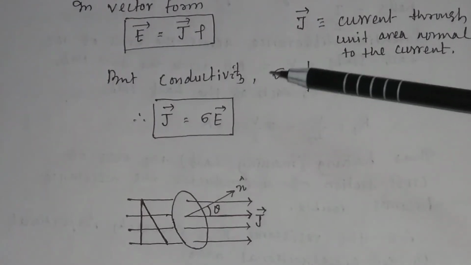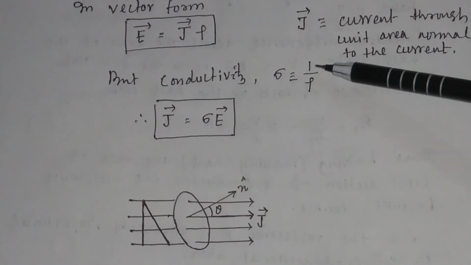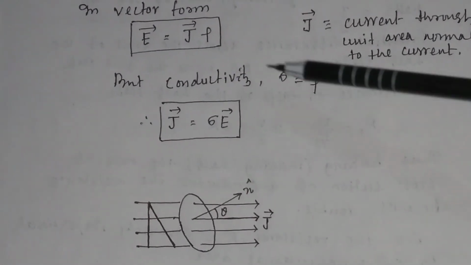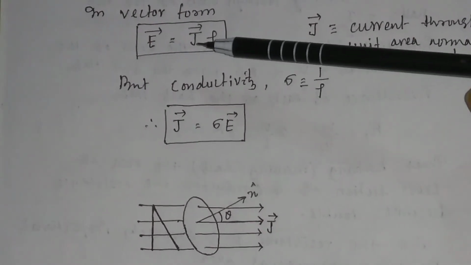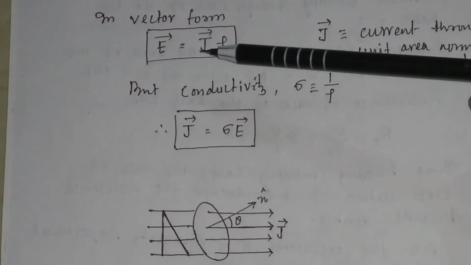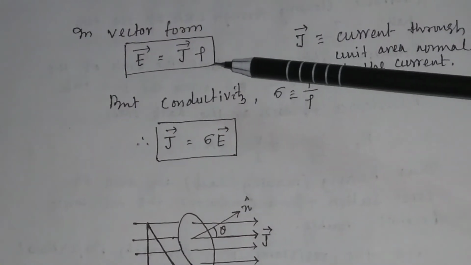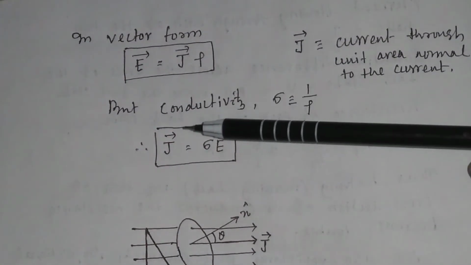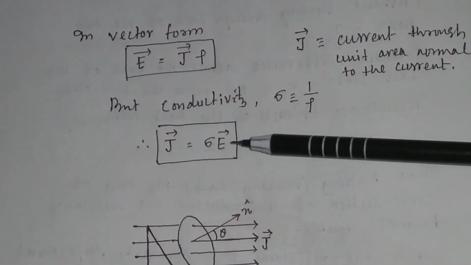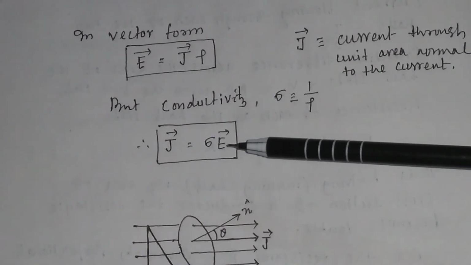Again we know conductivity sigma is equal to 1 by rho. So if you write the relation between electric field and current density vector in terms of conductivity, then you write J equal to sigma into E.